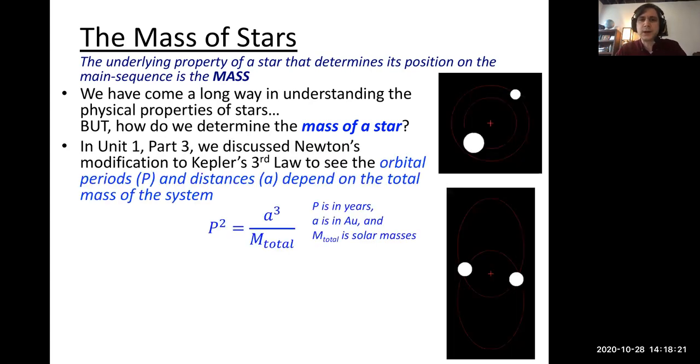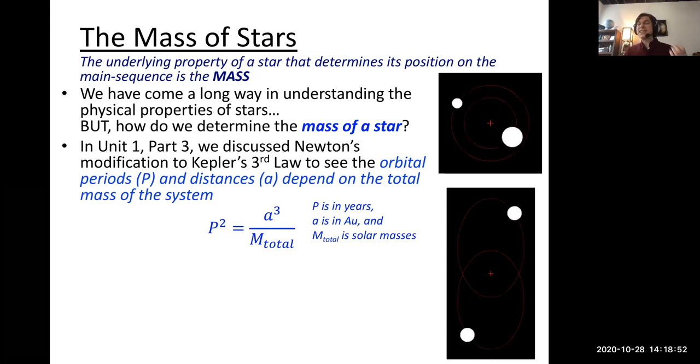Well, what we can do is go and find binary star systems. These are two stars, or sometimes they come in multiple systems, but typically we want to look at binaries where we have two stars in orbit around one another. We understand orbits. We went over this in Unit 1, Part 3, when we took Newton's laws of motion and Newtonian gravity to modify Kepler's laws of planetary motion. The benefit of Newton's modifications is that they apply anywhere in the universe. Anytime you see objects in orbit around one another, you can apply Newton's modification to Kepler's third law.